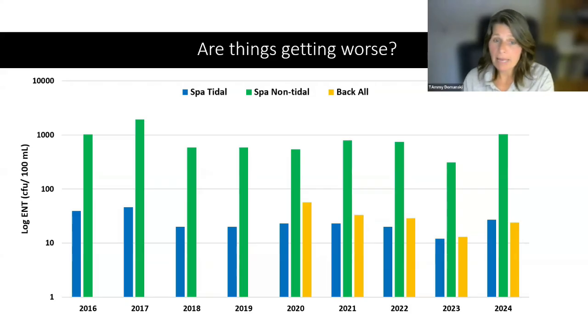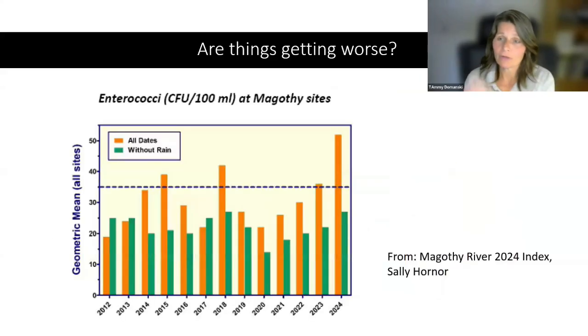On a limited sense, on the Magothy, this is data directly from Sally's Magothy River Index from just this year. And she breaks down on the Magothy all the way back for 12, 13 years, that when you look at, again, all the dates and the days without rain, the geometric means ebb and flow, but it's not just getting continuously worse.